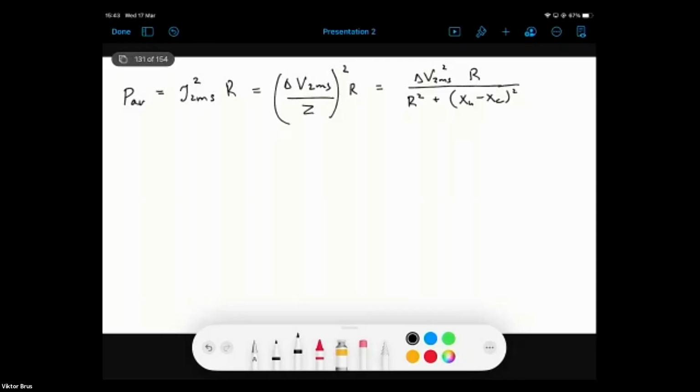So now we can focus our attention on this particular case. It will be XL minus XC squared.